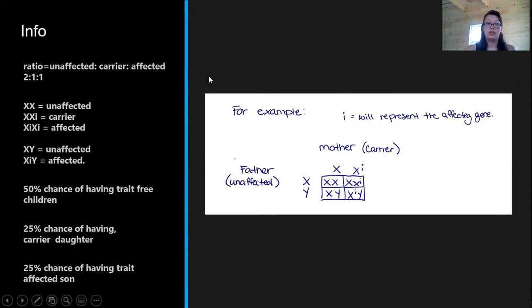So again, just along the side here, I've written down how each of those genotypes can be expressed. So again, here we have 50% chance of having trait-free children. So we have an unaffected daughter and a possibly unaffected son here. And we have a 25% chance of having a carrier daughter and a 25% chance of having the trait-affected son. So that's how Punnett squares and X inheritance works.